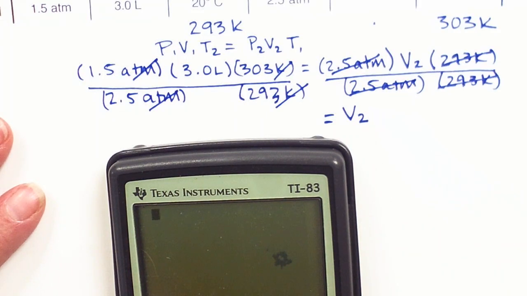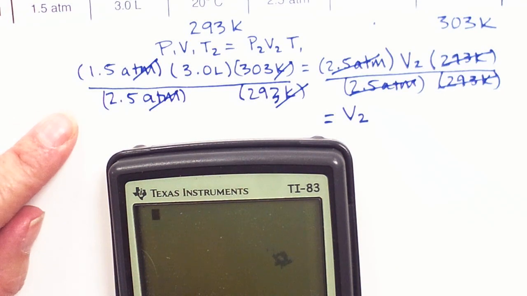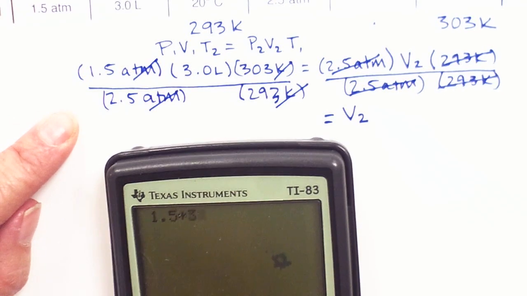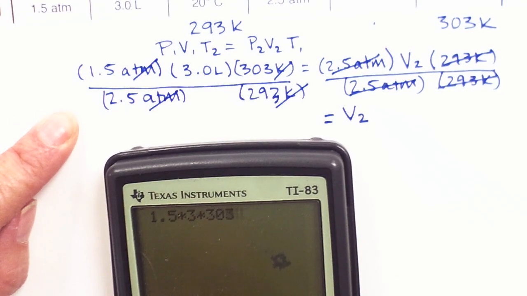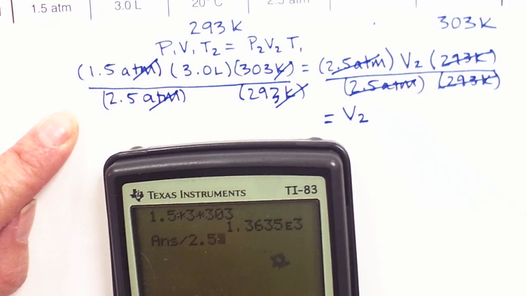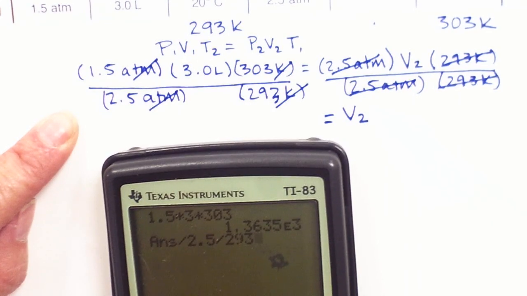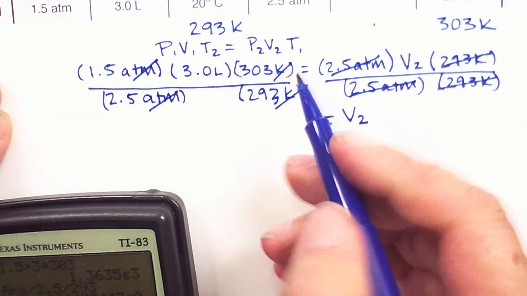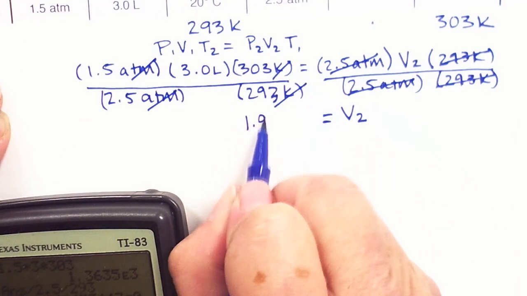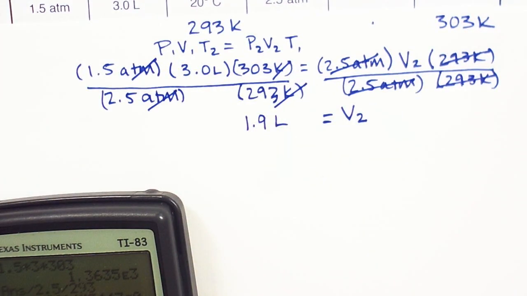Are there any questions so far? Okay, now I'm just going to go 1.5 times 3.0 times 303, divided by 2.5, divided by 293, and my answer is 1.9 liters. And that is my answer. Any questions?